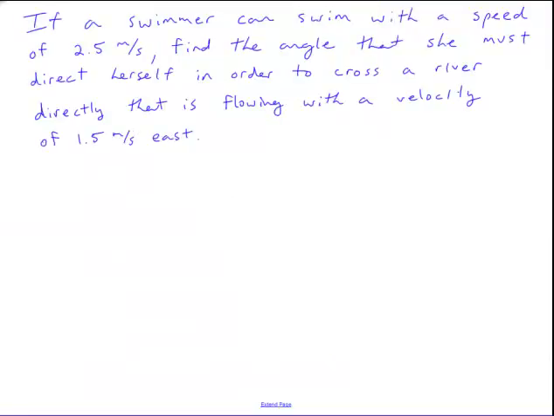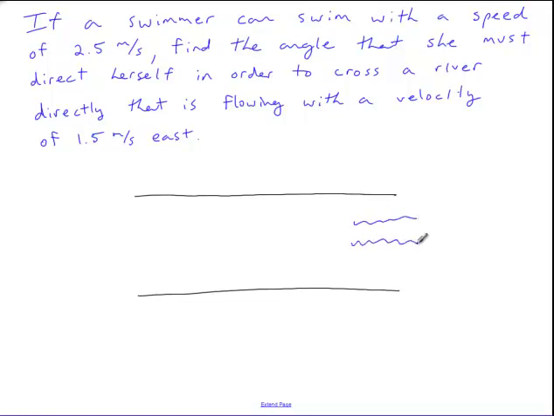Okay? Let's do a second. If a swimmer can swim with a speed of 2.5 meters per second, find the angle that she must direct herself in order to cross a river directly that is flowing with a velocity of 1.5 meters per second east. Okay. So keeping it simple by having the shore and water moving in the same direction, so you can picture this. Again, this is north. So, but the question is worded differently, right?